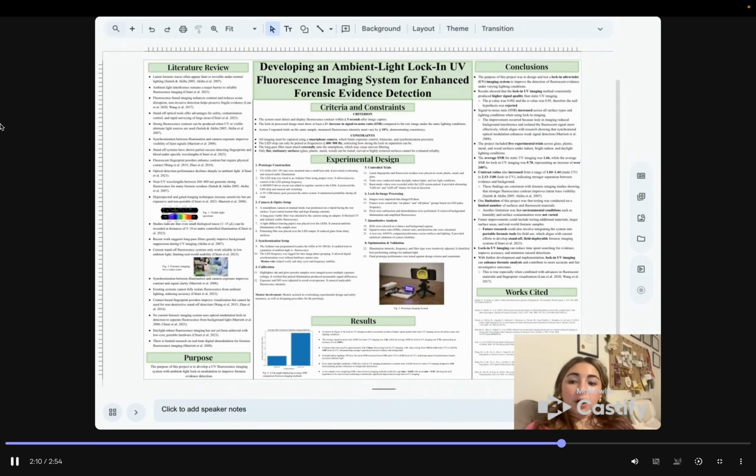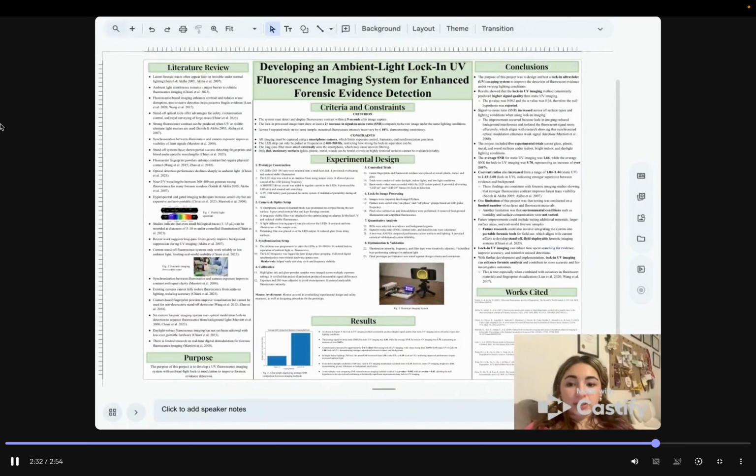What this means is that the lock-in system was able to reduce background interference and make faint fluorescent evidence much more visible even in daylight. These are the limitations. I only tested flat surfaces and I didn't vary environmental factors like humidity, but future work could include real forensic samples, curved surfaces, and hardware level synchronization for even better performance.